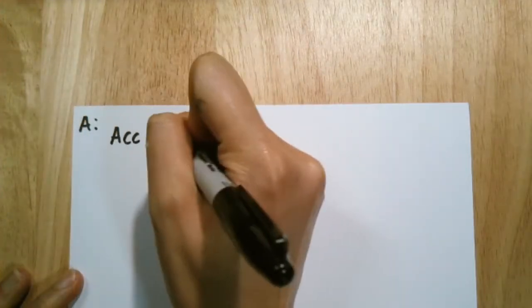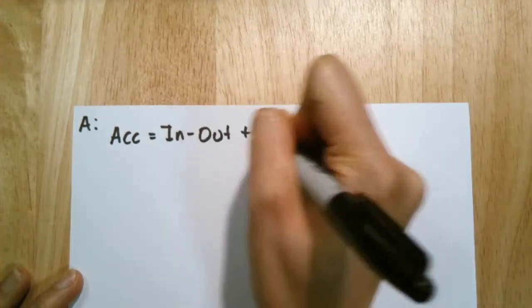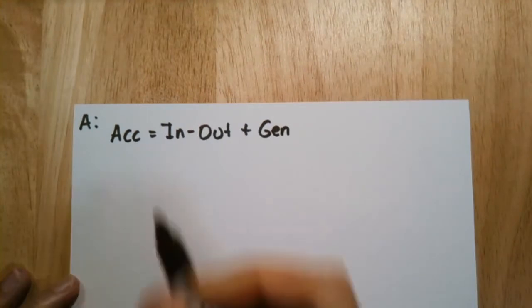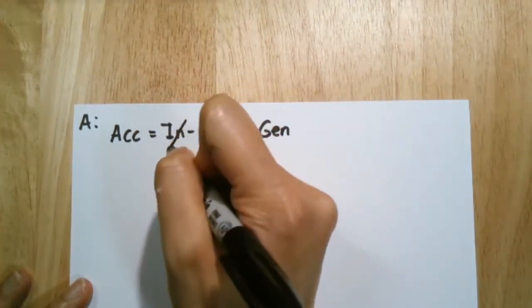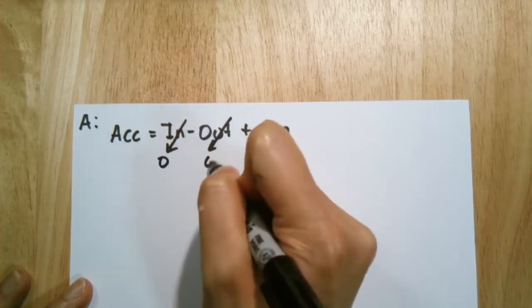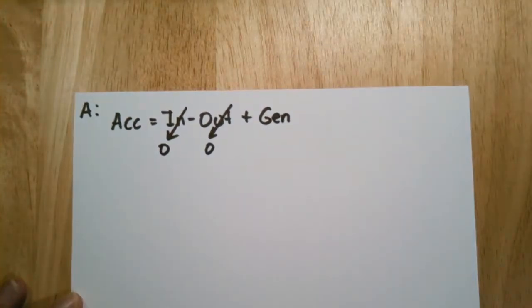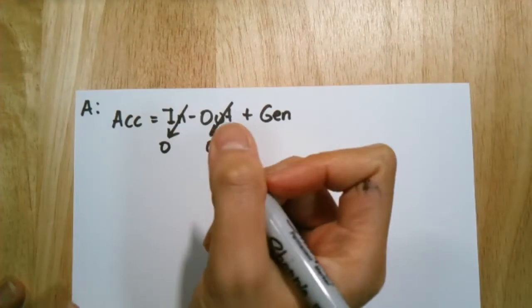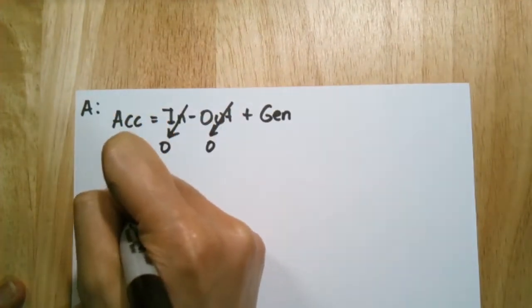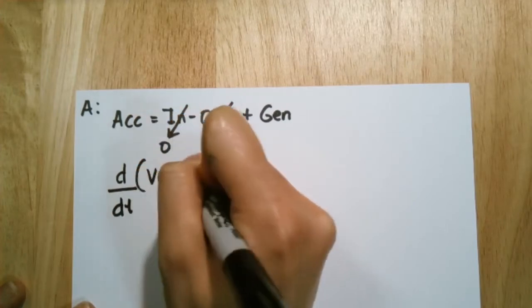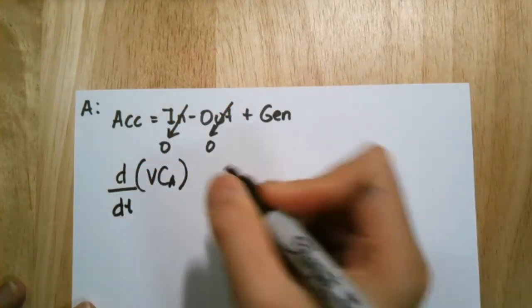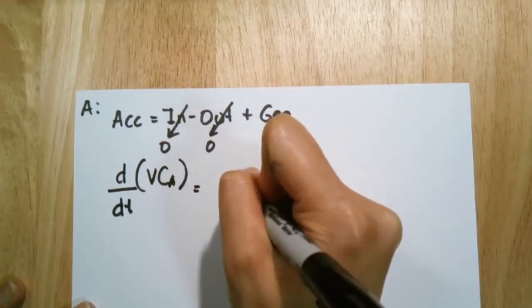Okay, so to recap, we can write the material balance for component A as follows. The accumulation term is equal to the inflows minus outflows plus the generation term. For a batch reactor, we can drop the inflow and outflow terms. The accumulation term is the rate of change in the number of moles of A with respect to time, and we can write that out as the derivative with respect to time of volume times the concentration. Volume times the concentration will give you the number of moles. And this is equal to the rate of generation of A.